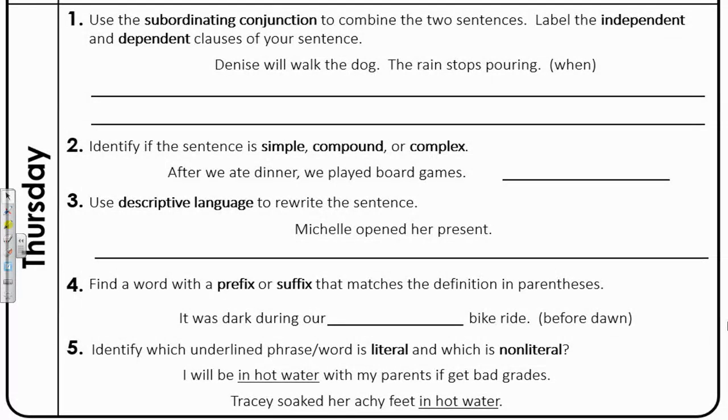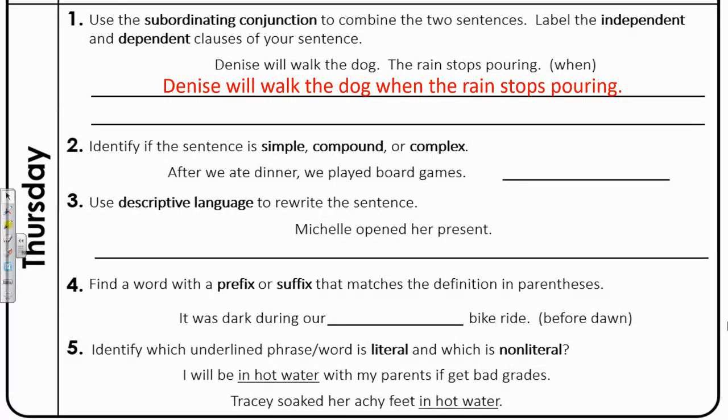Here we go. Number 1, use the subordinating conjunction to combine the two sentences. Label the independent and dependent clauses of your sentence. Denise will walk the dog. The rain stops pouring. They want us to use the subordinating conjunction when to combine these two sentences. Here's how I did it. Denise will walk the dog when the rain stops pouring.